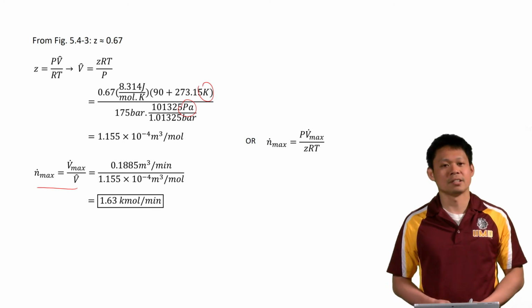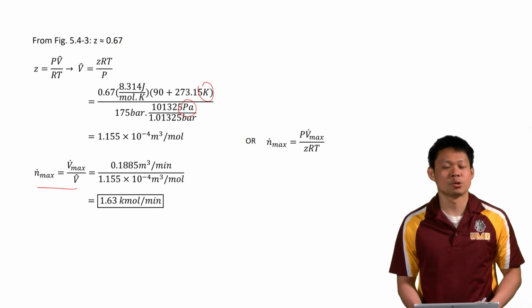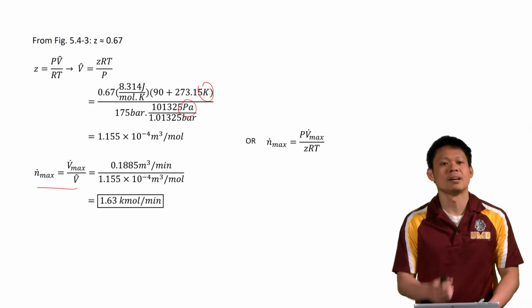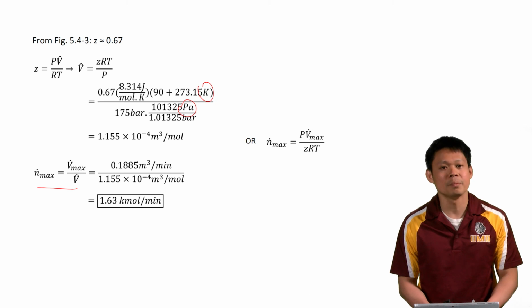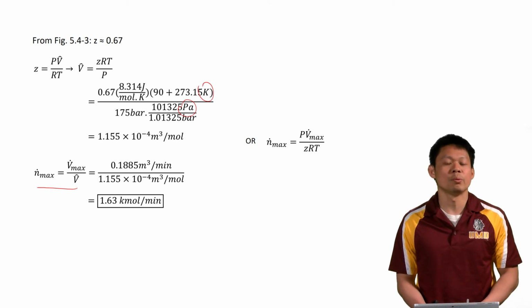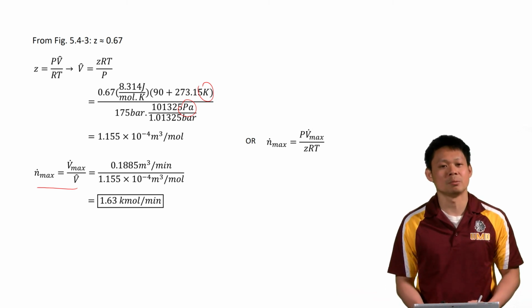So that's all I have for this example as a practice to show you how we can use the compressibility charts and how we can use the Z value to eventually calculate our specific molar volume. Work hard, be smart. In the next lecture, we're going to start to put all these back together into our material balance problems.